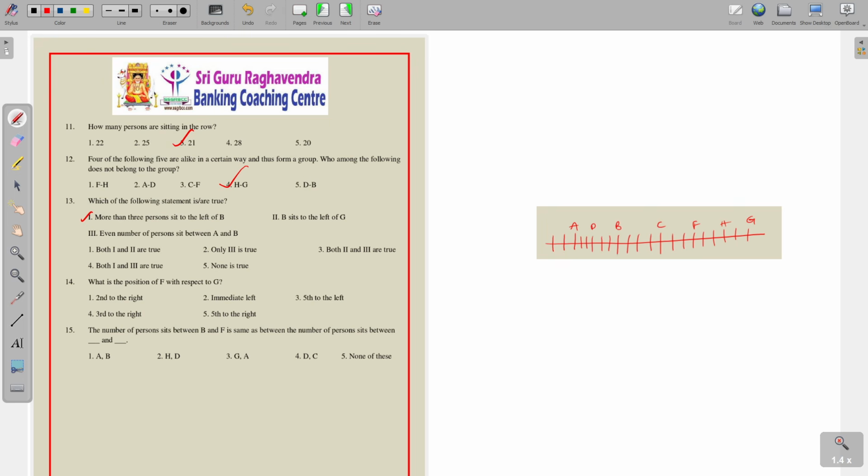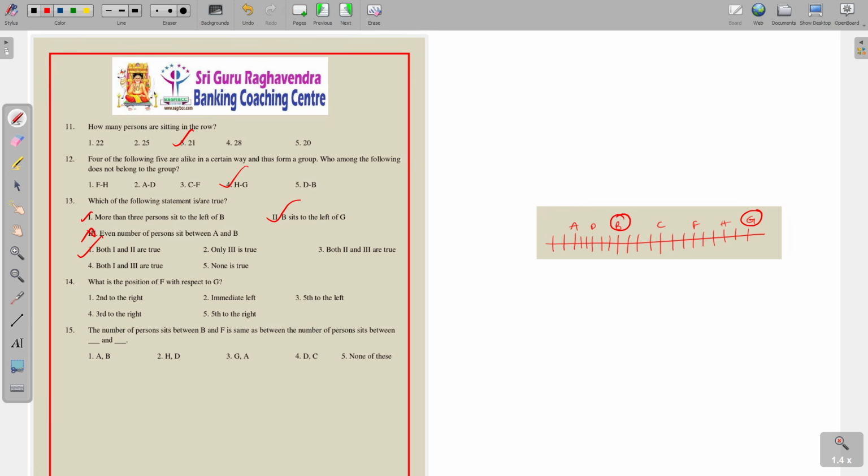Okay, left of B there are more than 3 persons. Second one, B sits to the left of G. Yes, so B here and G here, B is to the left of G, it is also correct. Next, an even number of persons sit between A and B. So between A and B there are 1, 2, 3, 4, 5 persons. Third one is not correct, only 1 and 2 are correct.